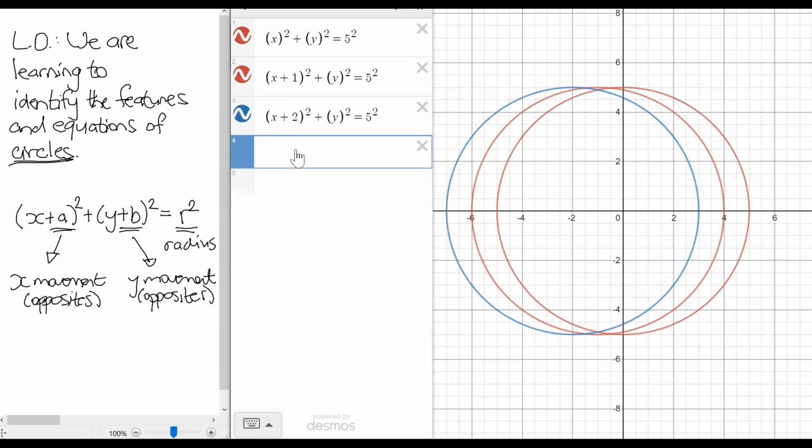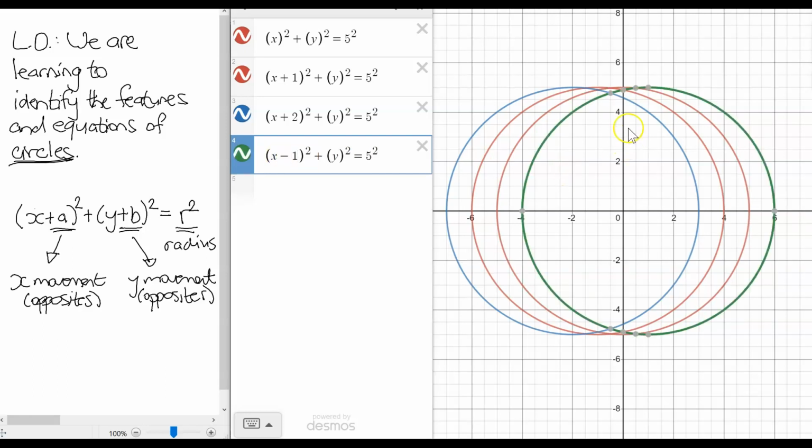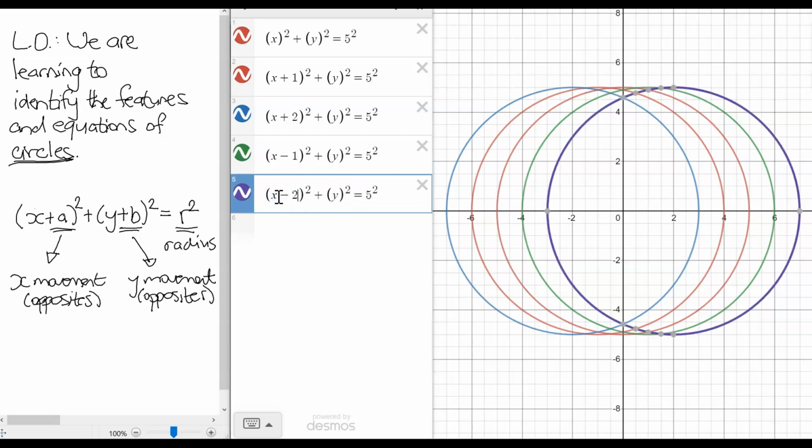Okay, well, let's move it the other way now. So we want to move it to the center of a +1. So let's make that -1. And we can see the green circle now has a center at -1. And then we can see -2. Again, that new purple circle has a center of 2. We've now seen that moved over more. So hopefully you can see what the a does.